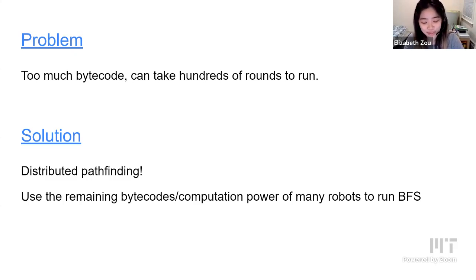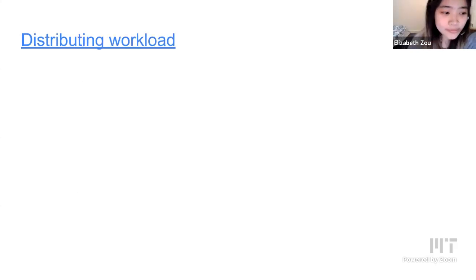And if you want to take that in certain directions, you can do that however you want. So essentially the idea is you want to use the remaining bytecodes, or the computation power, of many different robots to run a BFS together. So for example, if I have 30 robots trying to help me compute one BFS as opposed to one robot, then I'm basically cutting the computation time down by a factor of 30.